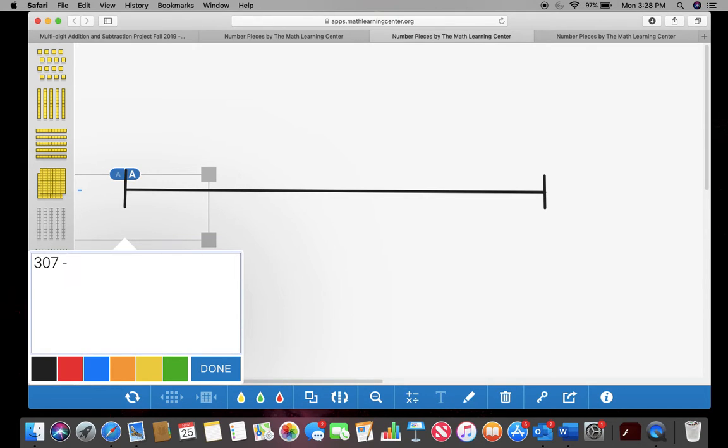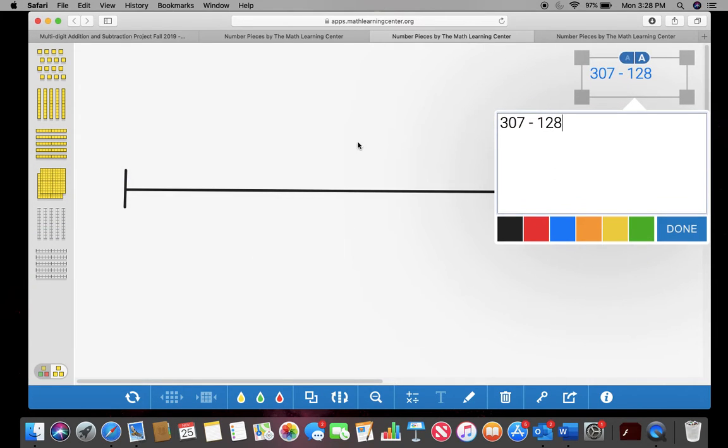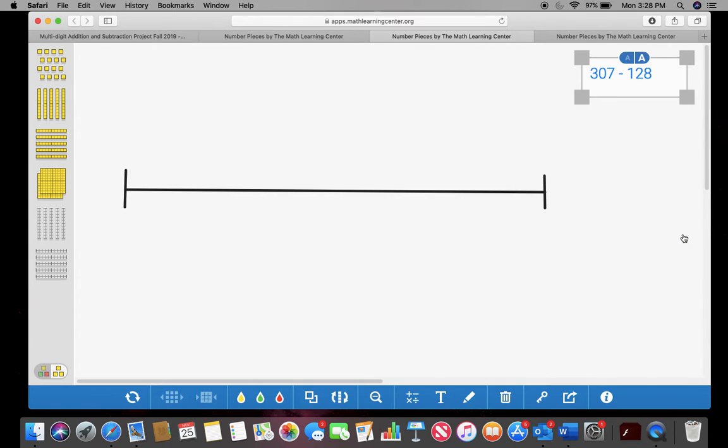307 minus 128. And I'm going to put this up top this time so we can see it a little bit better. So the student will first begin by drawing a number line. I've already drawn the number line just to be prepared. The student will start at 128 because that is the smallest number on the number line. When you're reading a number line, it goes from left to right, just as you're reading a book, and it increases as you go further right.